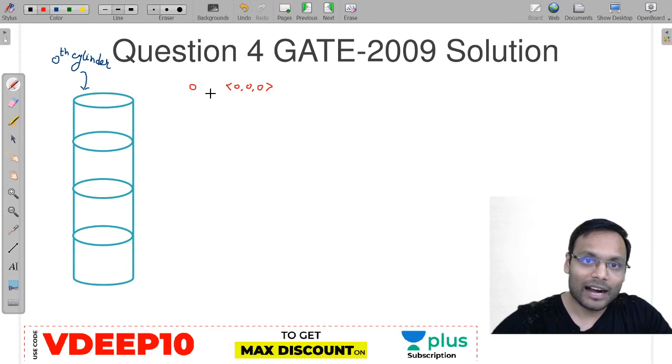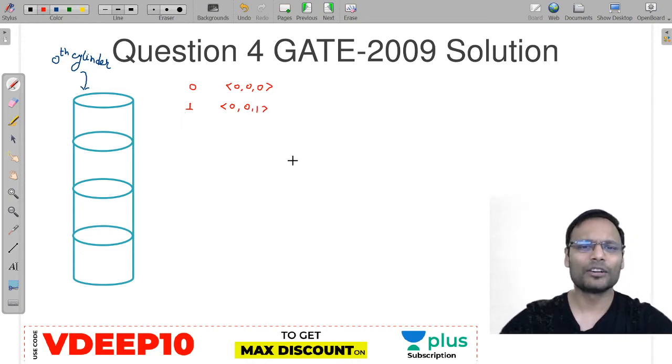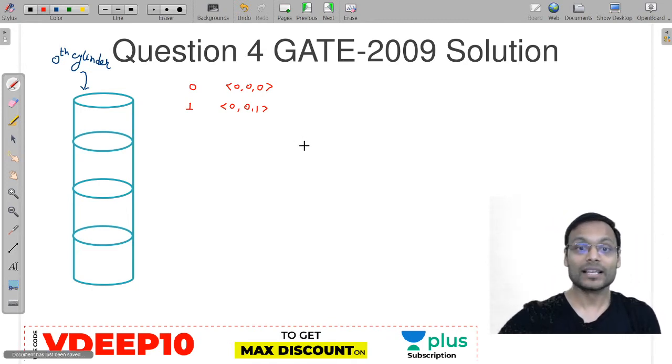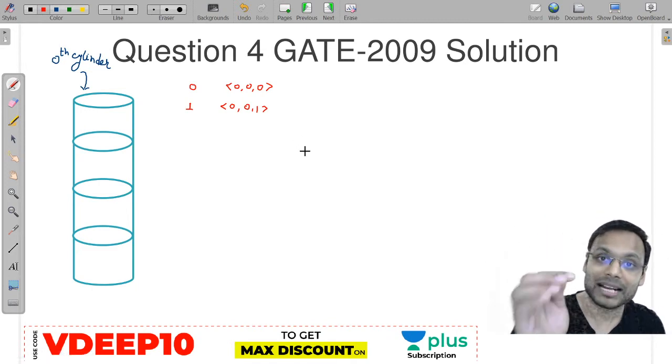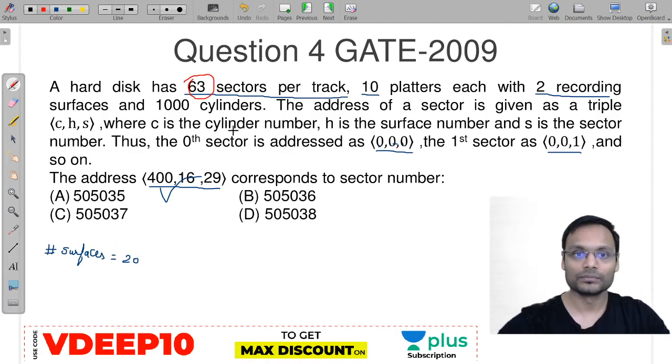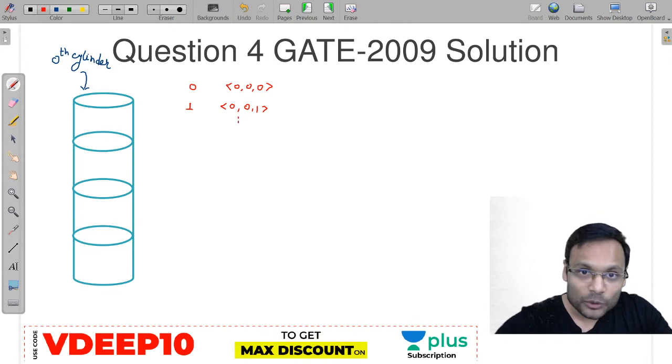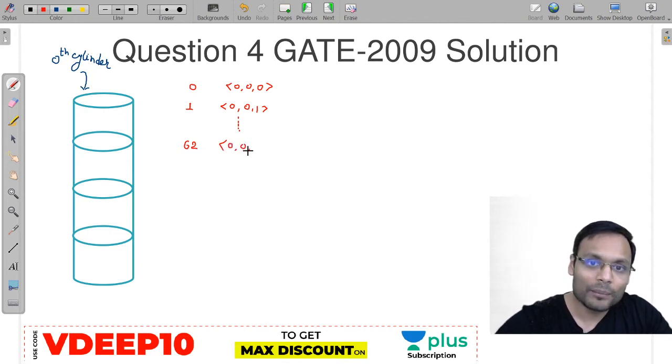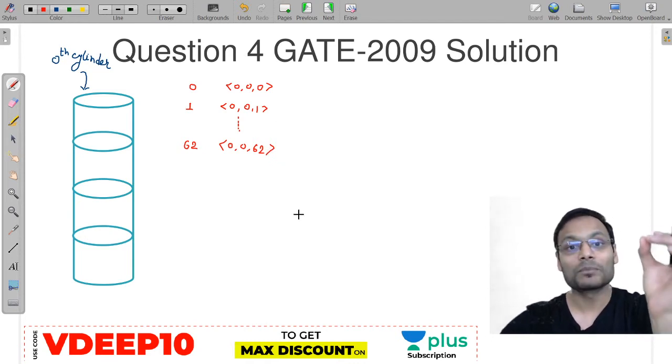0, 0, 0. After that, the first sector has what address? 0, 0, 1. Second sector, third sector, how many sectors do we have on the same surface? The same surface is nothing but the same track. So on the track, you have a total of 63 sectors only. If you continue this procedure, then for sector number 62 you will have the address 0,0,62. Total 63 sectors are done from the same surface.